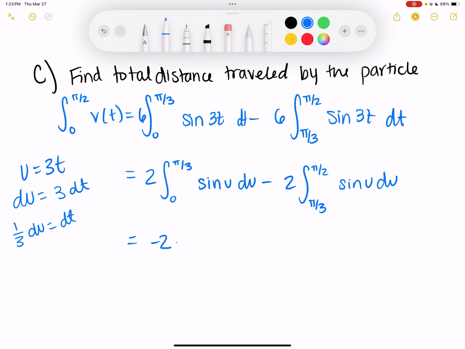Do you need the C in these ones? No, because these have definite limits. Oh, yeah, I forgot about that. From 0 to pi over 3. And then this one's minus 2 times the integral, so this is actually going to be plus 2 cosine of u from pi over 3 to pi over 2. And to avoid rewriting everything, I'm just going to cross out the u and write 3t here in both of these. Makes sense to me, I guess.